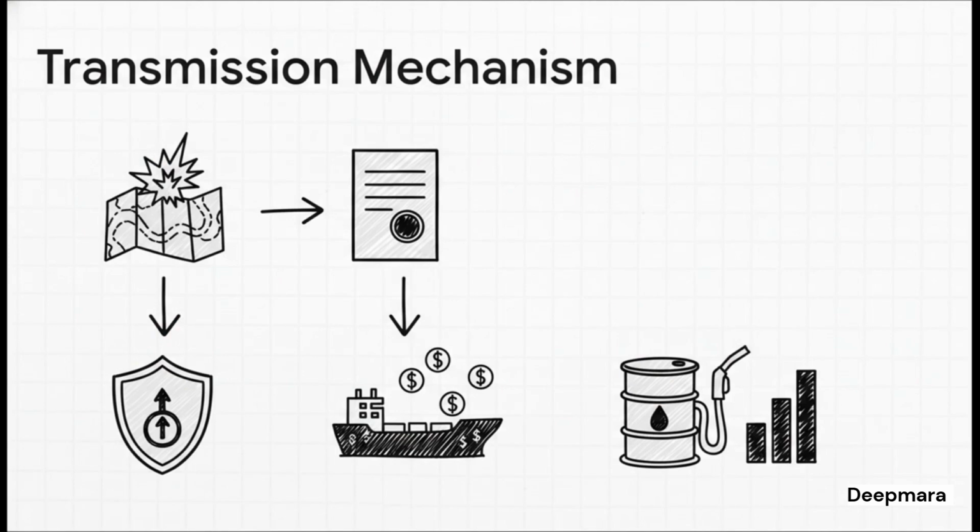This slide really lays out the whole chain of events quite clearly. It begins with a geopolitical trigger, which increases the perceived risk. That leads to the designation of a listed area, which in turn causes the insurance premiums to rise. Those premiums are then passed on as higher freight rates, so naturally, the cost of transporting oil goes up, and the result is a higher landed price for whichever region is importing the oil.